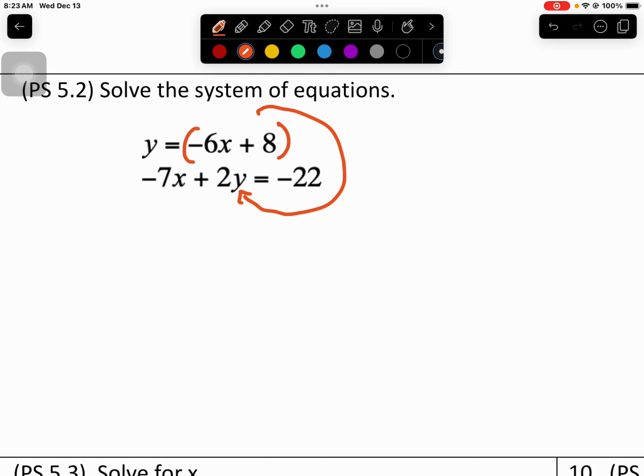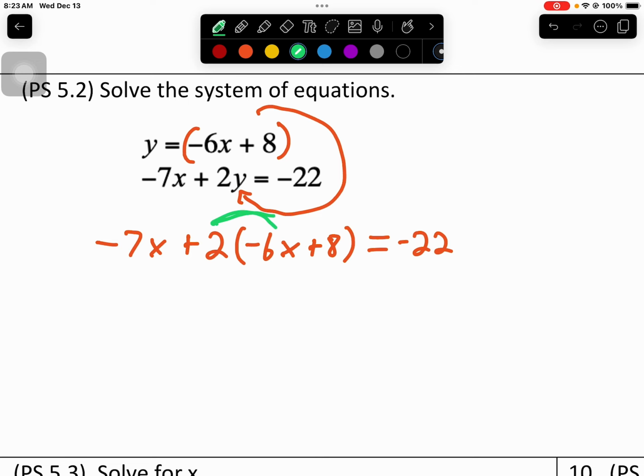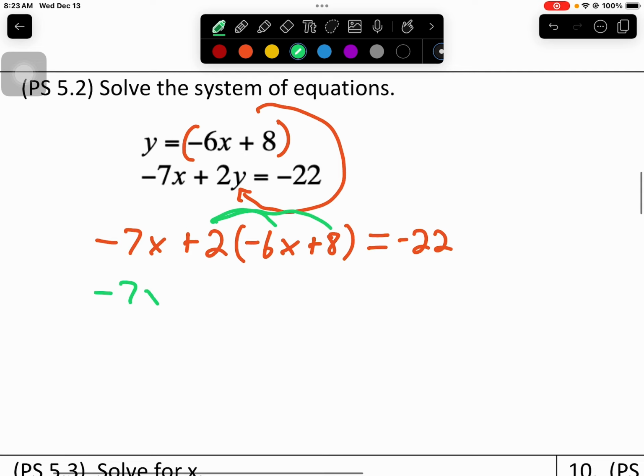But you plug that in, so it looks like this: negative 7x plus 2, and then all of that in parentheses, negative 6x plus 8 equals negative 22. Okay, and then we distribute this positive 2. So this negative 7x comes down. You can bring down the equals negative 22 because you don't touch that yet. But then you distribute the 2 to everything in the parentheses. So you got negative 12x and then a plus 16. So you got to multiply everything.